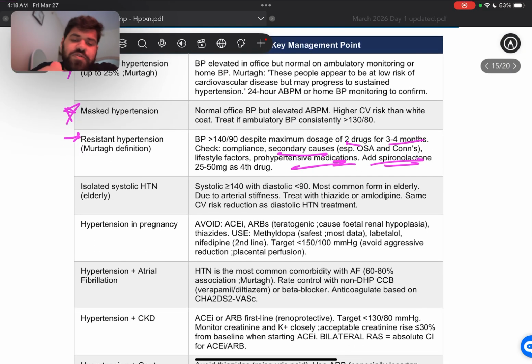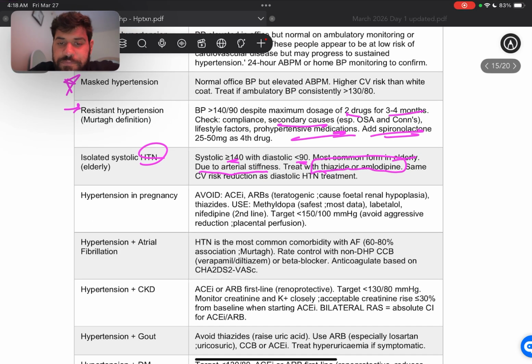Now, if you just have isolated hypertension where the systole is more than or equal to 140 and diastole is just less than 90, it's most commonly seen in elderly due to arterial stiffness. We treat with thiazides or amlodipine, and the CV risk reduction is the same as diastolic hypertensive treatment.